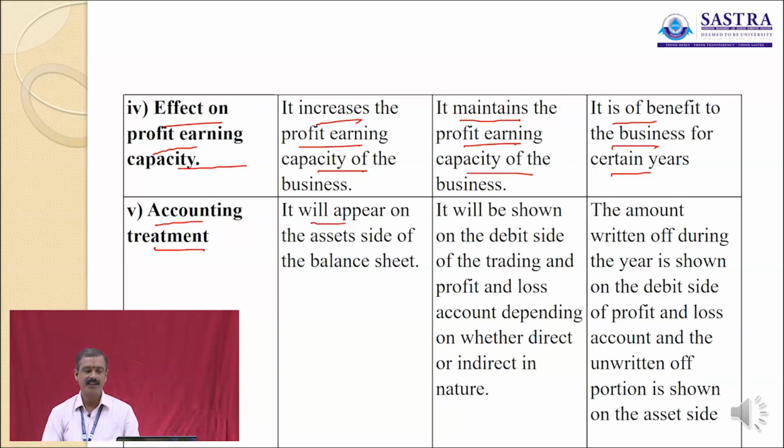The accounting treatment of all these items, capital expenditure, revenue expenditure and deferred revenue expenditure: the accounting treatment of capital expenditure is showing the expenditure item-wise on the asset side of the balance sheet. The revenue expenditure will be shown on the debit side of the trading and profit and loss account depending on whether it is direct or indirect in nature.